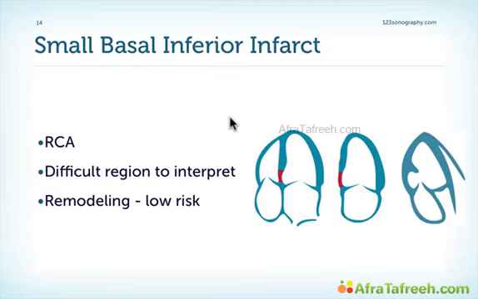Now let's turn to the inferior infarcts, and first to the small basal inferior infarct. It's caused by occlusion of the right coronary artery, and it's difficult to find and interpret simply because it's located very close to the membranous part of the interventricular septum, which is usually thinner. You can also see it in the two-chamber view in the basal inferior region here. The risk of remodeling in this form of infarct is usually very low.